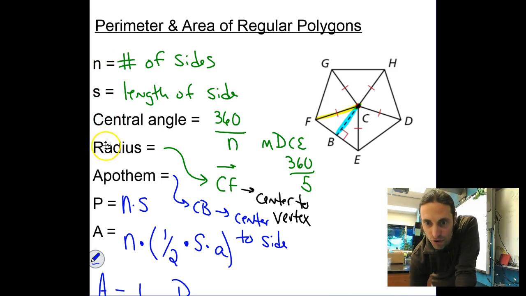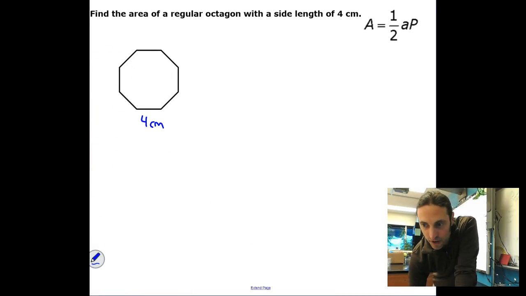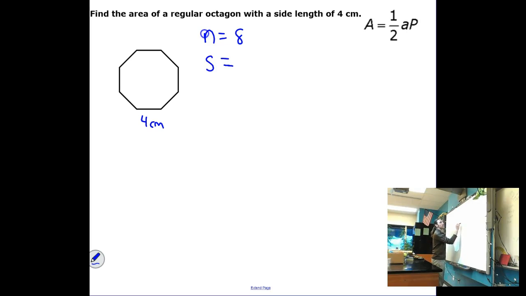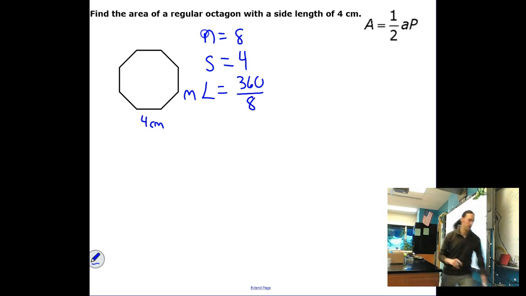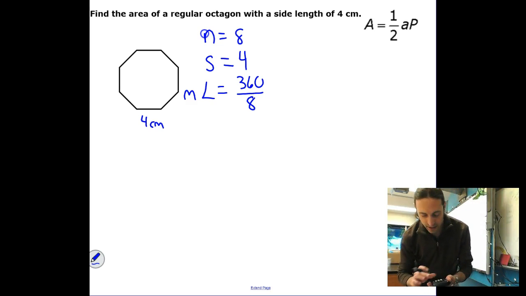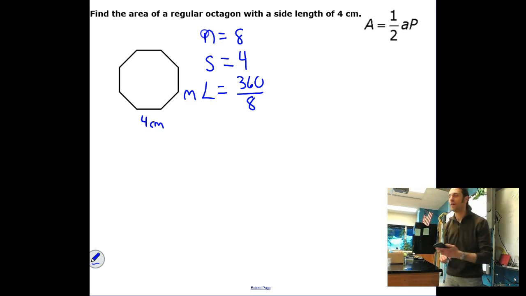So we're going to go through and list each one of these in order, and it'll make a lot more sense. The first thing is n. How many sides does an octagon have? 8. What is the length of each side? 4. What's the measure of the central angle? Well, it's going to be 360 divided by 8. I better get out my calculator here. 360 divided by 8 is 45 degrees.